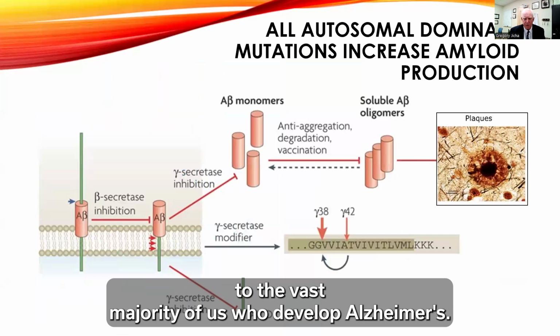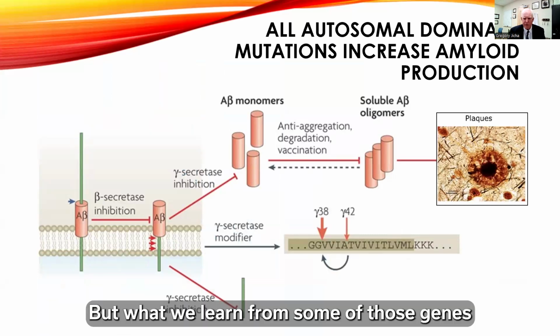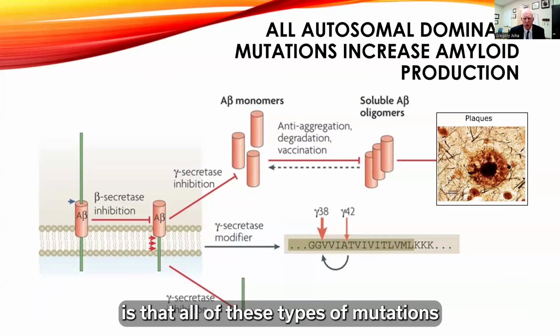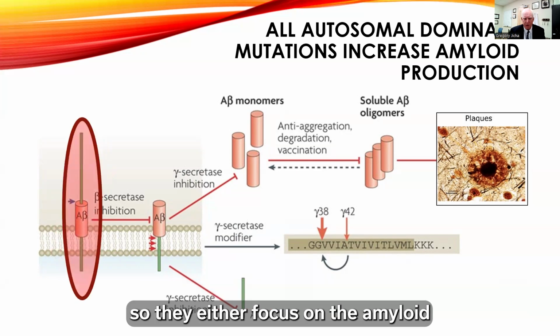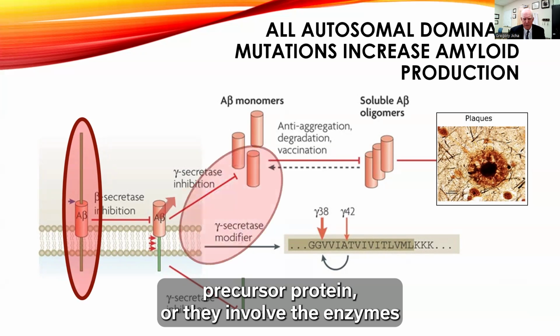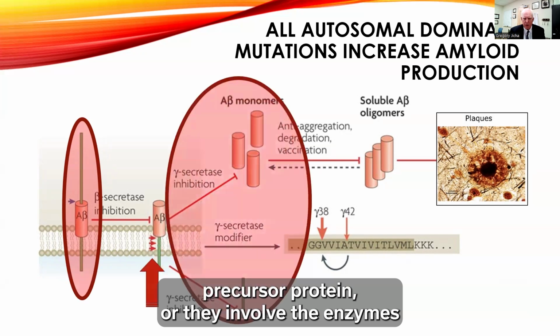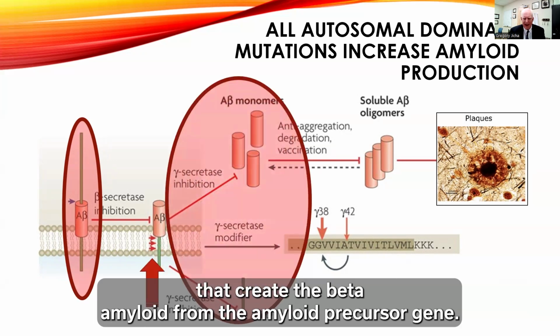And this is important for us to understand because it really doesn't apply to the vast majority of us who develop Alzheimer's. But what we've learned from some of those genes is that all of these types of mutations work by increasing amyloid production in the brain. So they either focus on the amyloid precursor protein, or they involve the enzymes that create the beta amyloid from the amyloid precursor gene.